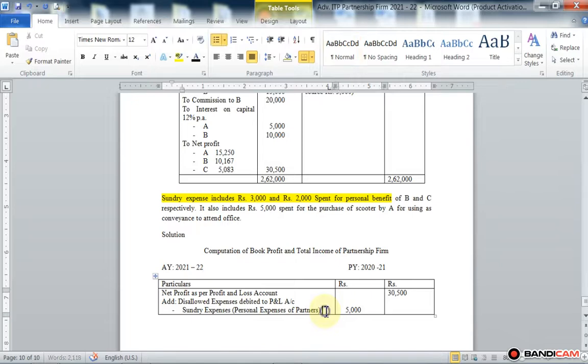Then we add the next item, that is purchase of scooter, in bracket capital expenditure, capital expense amounting to rupees 5000.